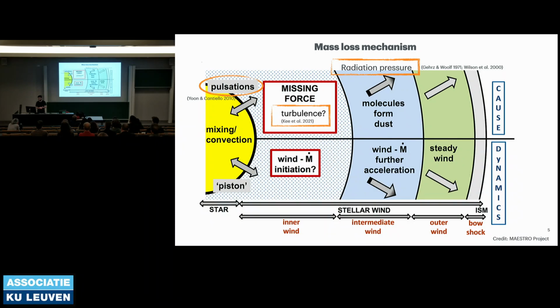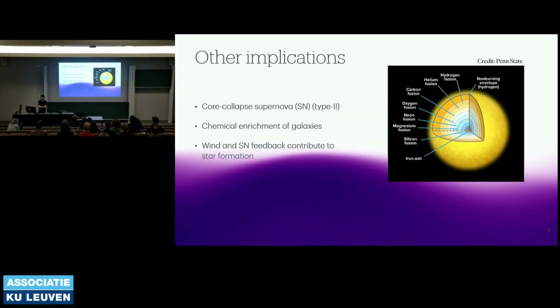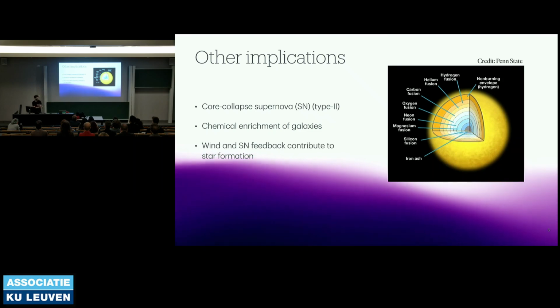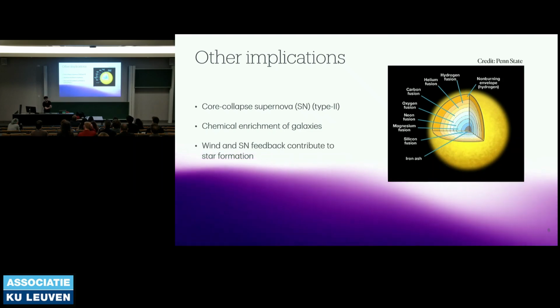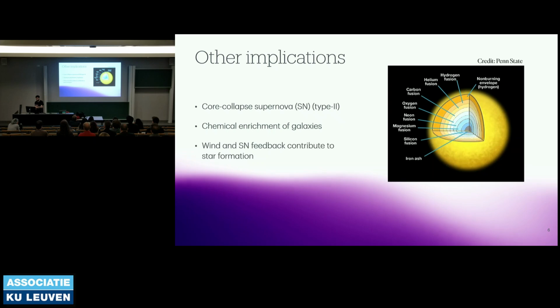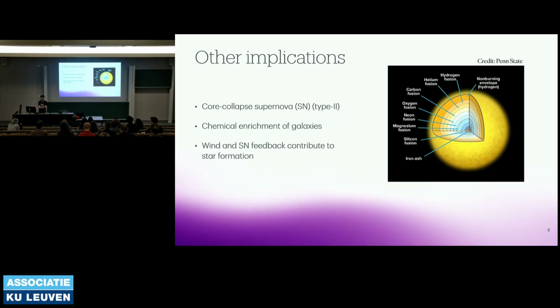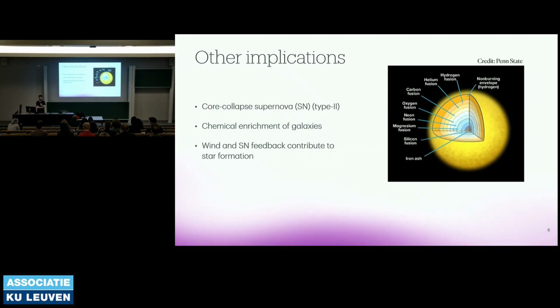So other implications of the red supergiants and their winds is that we know that all the elements that you can see in this figure now are formed inside in the stellar interior of massive stars, and then after the core collapse supernova, it contributes to the chemical enrichment of the galaxies, and in turn, the wind and the supernova feedback contribute to star formation and the cycle of life of the stars.